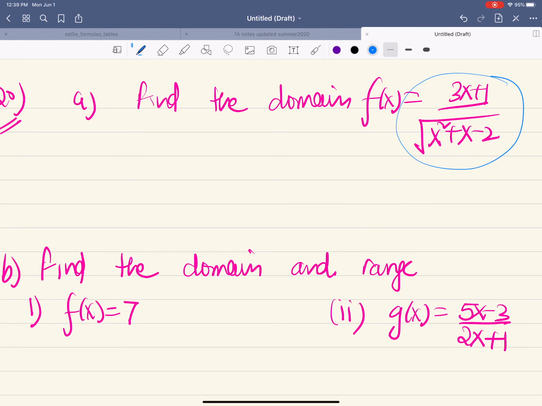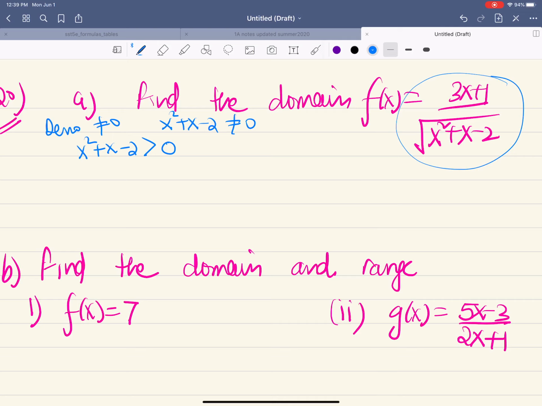Let's go back to the problem we were looking at. Well, I do have a denominator. I also have a radical. So the denominator cannot equal 0. That means x squared plus x minus 2 cannot equal 0. The second restriction is that because I have a square root, the radicand cannot be negative. Usually it can be 0, because the square root of 0 is 0, which is still a real number. But in this case, because your radicand is in the denominator, you don't want it to equal 0. So we want it to be greater than 0.